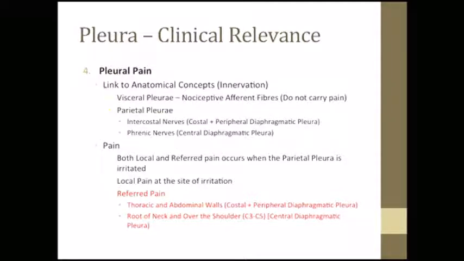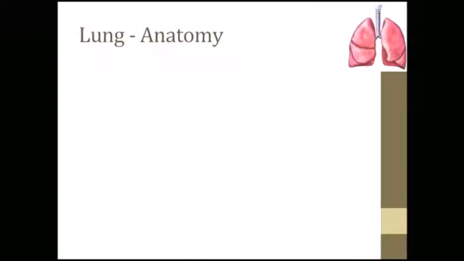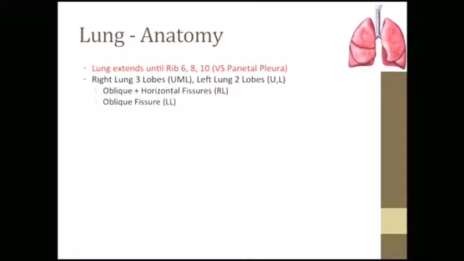Another area that pain can be referred to is the root of the neck and over the shoulder. So this is done by your phrenic nerve, which innervates C3-4-5, which also happens to innervate the shoulder and medial arm as well. Cool. So going through some lung anatomy, the lung extends on 6, 8, 10, as I mentioned earlier. Right lung has 3 lobes, left lung 2 lobes.